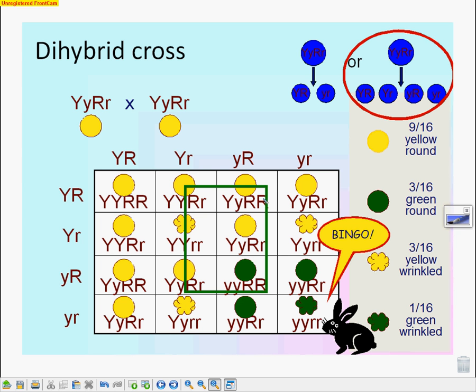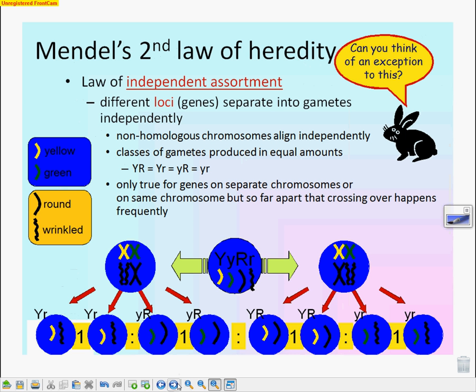And if you count the boxes, you're going to see out of these 16, 9 of them are yellow and round, 3 of them are green and round, 3 of them are yellow and wrinkled, and 1 is green and wrinkled. And what this leads us to is Mendel's second law, and we call this independent assortment. Now this is only true for genes that are on separate chromosomes. Or if they're on the same chromosome, they have to be located really, really far apart. And that's what I'm going to talk to you about in class, is when this does not work, because it's not always true of all genes.